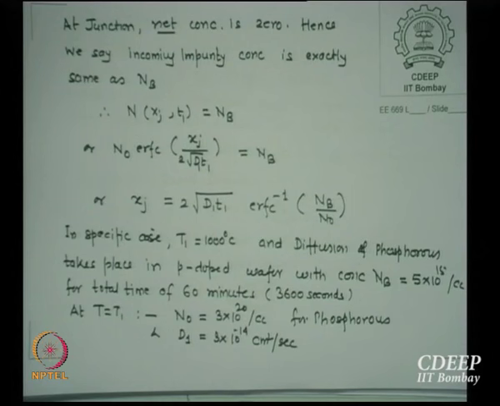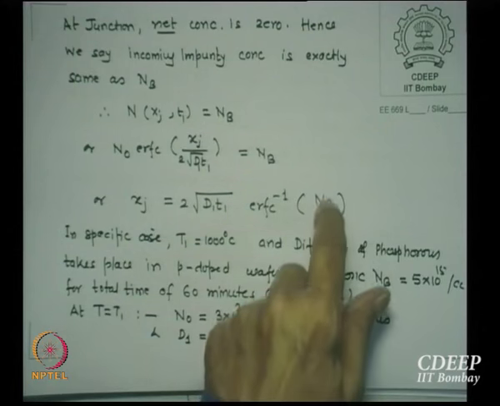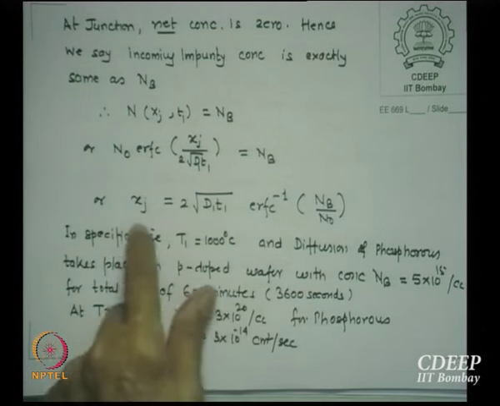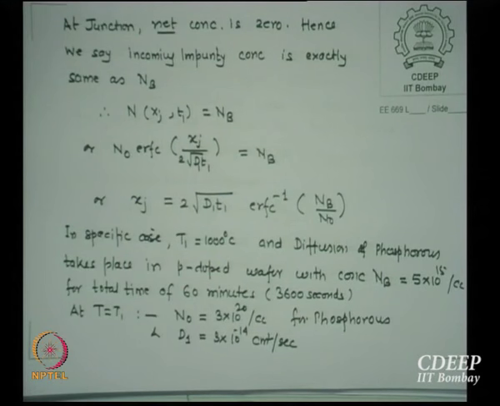Xj is 2 root(D1 T1) times the complementary error function inverse of NB by N0. So since error function is a function, I need the value which I will get from its table, and I will show you soon what those tables are. So knowing NB, knowing N0, because I know D1 and T1, I can evaluate the junction depth.